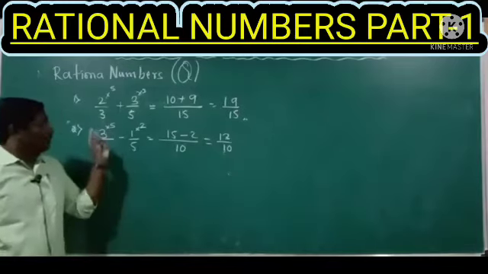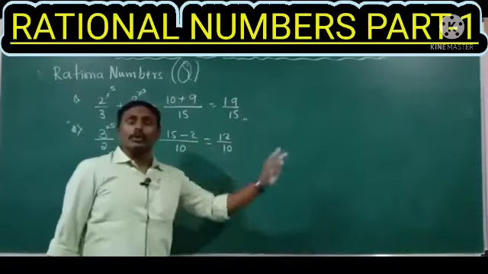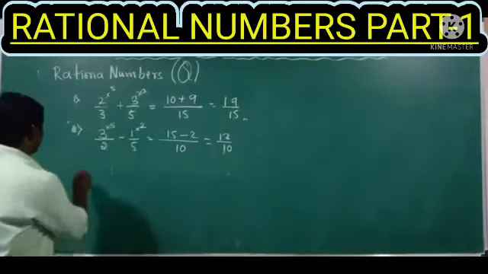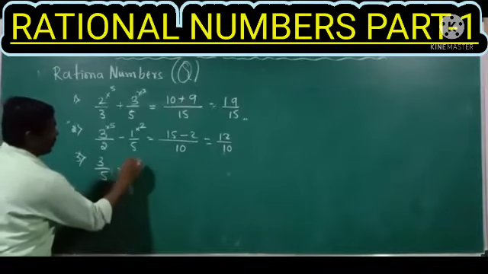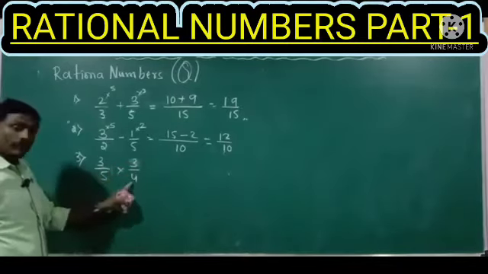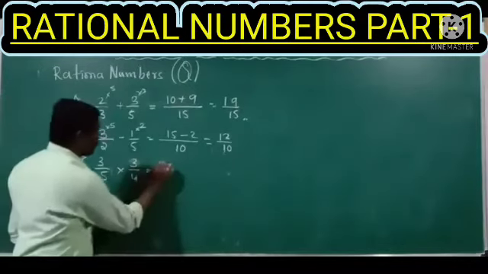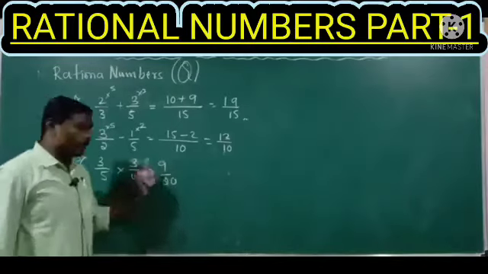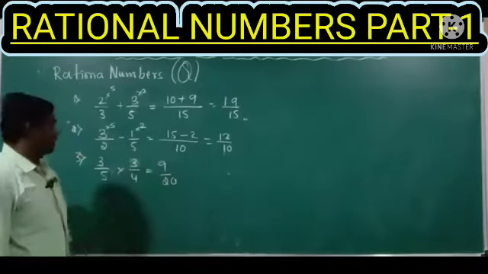So when we are subtracting two rational numbers, the resultant value is always a rational number only. Next, third one, 3 by 5 and 3 by 4. 3 by 5 and 3 by 4 are the two rational numbers. Just multiply these two rational numbers. 3 3s are 9, 4 5s are 20. So the resultant value is also a rational number.